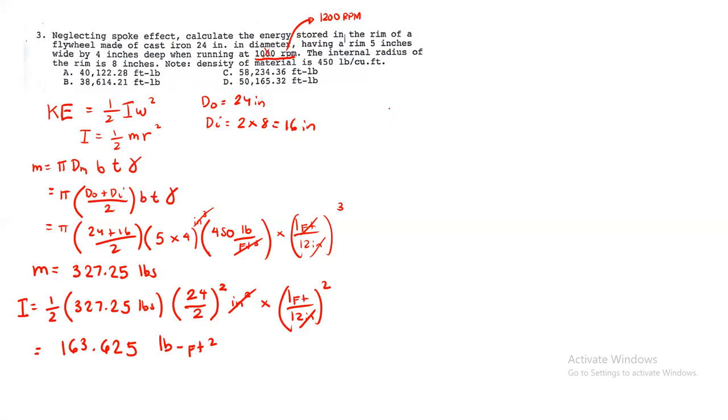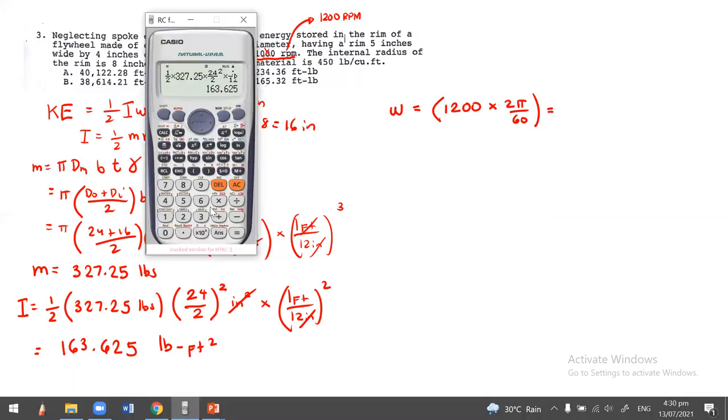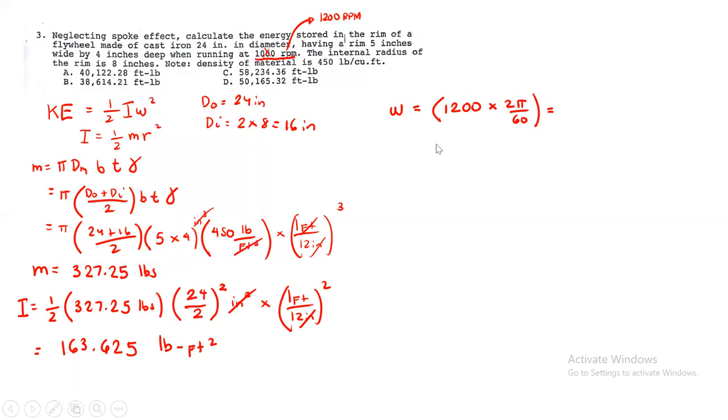So, kunin muna pala natin si W. So, si W is equal to 1,200 RPM. So, times 2 pi over 60 para maging radians per second. Revolutions per minute, convert natin sa radians per second. Kaya tinimes ng 2 pi over 60. So, 40 pi or 125.66.